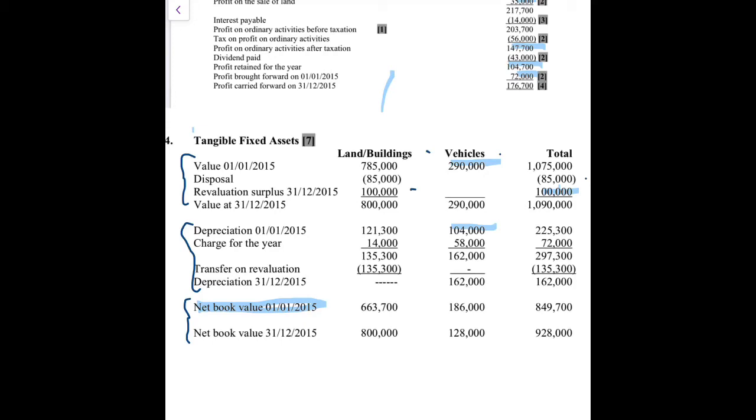And then you have to calculate your net book value, very last line. No surprises that our net book value of land and buildings is that revaluation figure. Okay, so you should always have your revaluation figure if a reval has taken place in a question. Okay, vehicles then, our closing cost of 290 minus our closing depreciation of 162 leaves your net book value at €128,000. And your total then is your €928,000. And that is the figure that will be in your balance sheet.